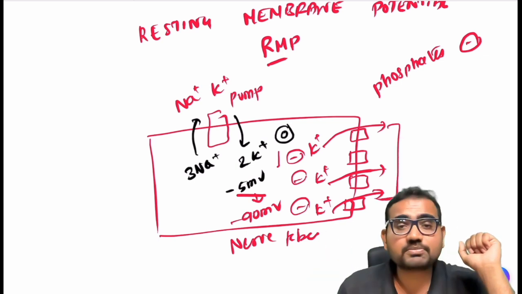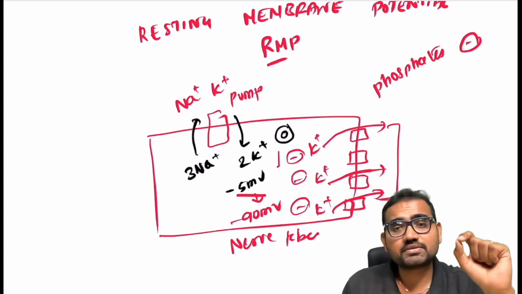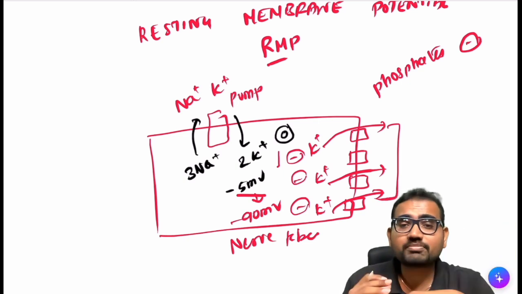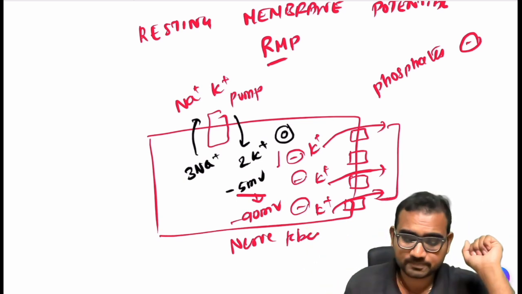These are the potassium leaking channels. So it leaves the negative molecules inside and only the potassium moves out. So the membrane becomes more and more negative, that is, it reaches minus 90 millivolts.